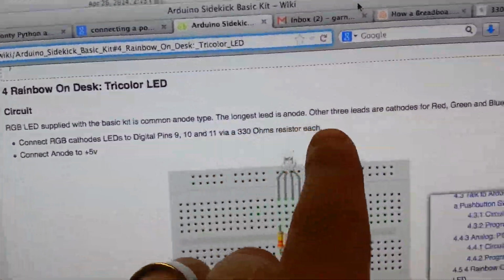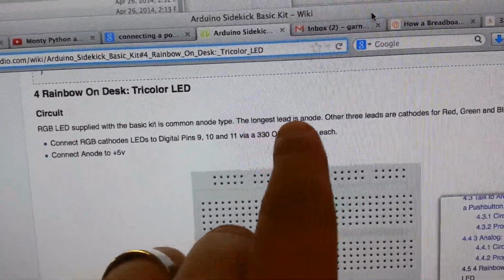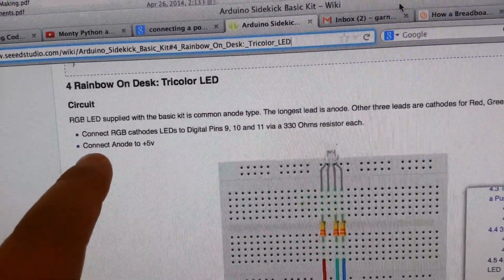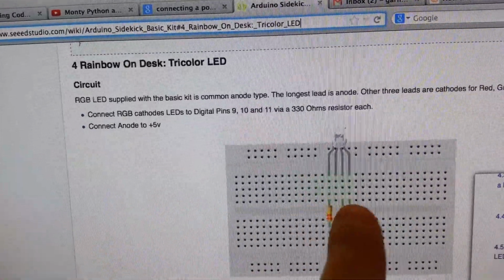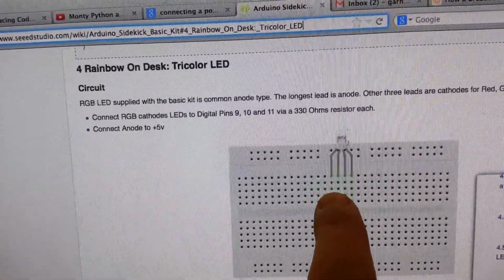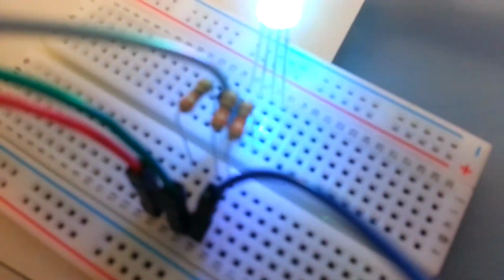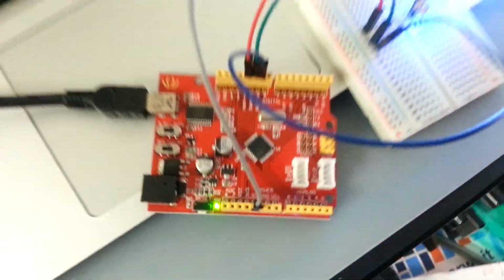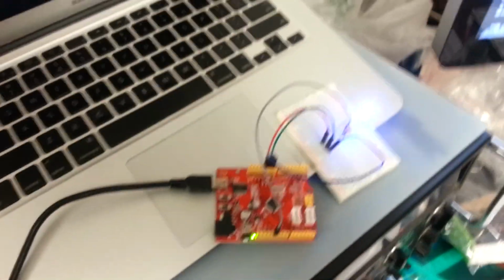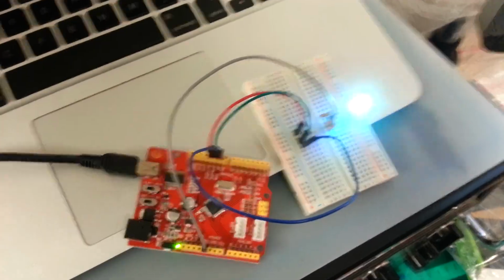The instructions say the longest lead is the anode. Connect anode to 5 volt. So what I've done here is taken a gray wire there, and it's a bit hard to see with that blinking, and connected it over here to the 5 volt pin.